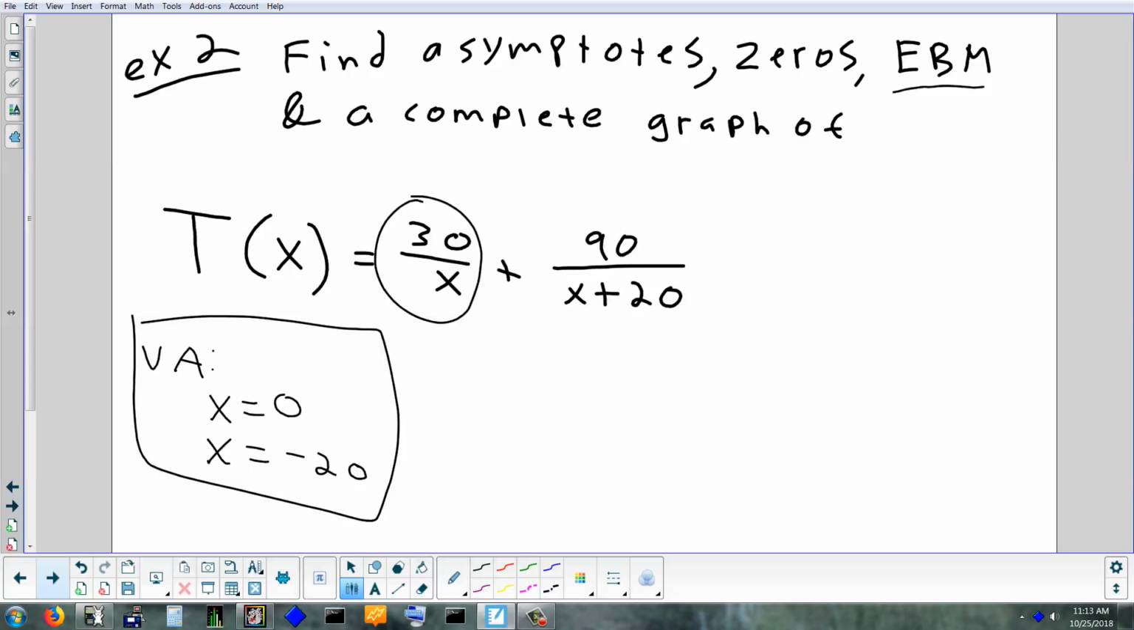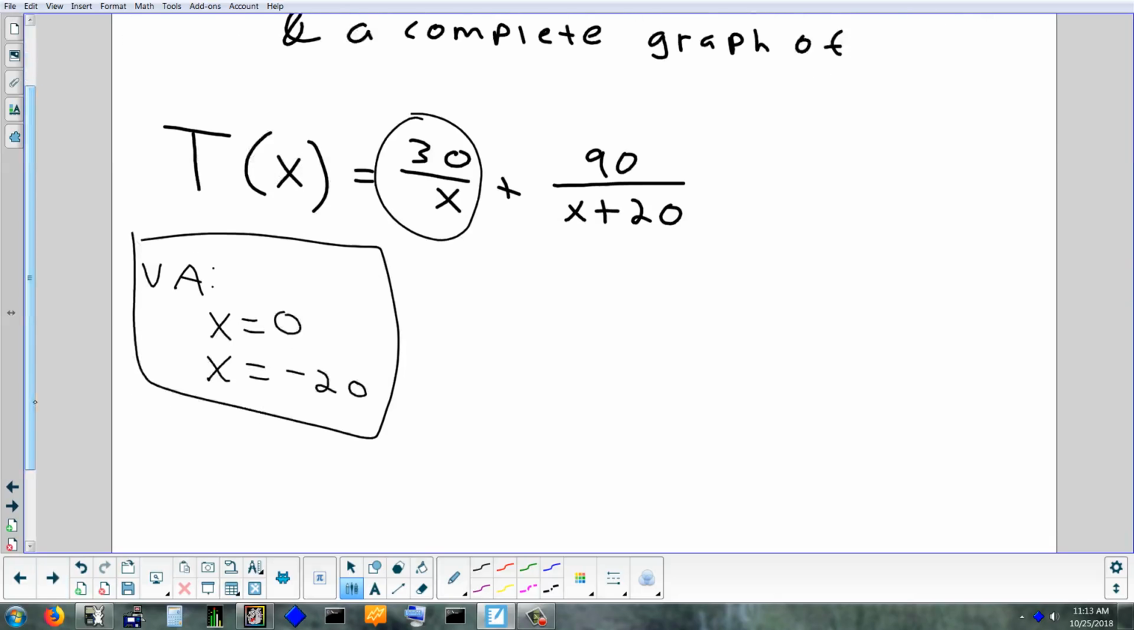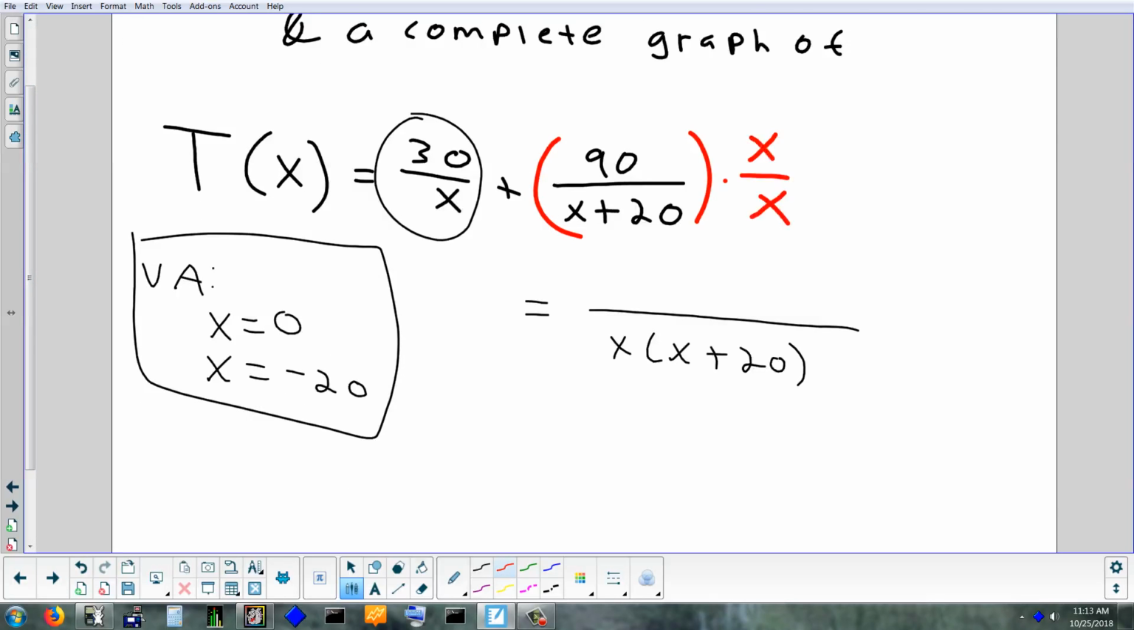Let's do the horizontal asymptotes. But to get that, we need the EBM. So to get the EBM, we want to combine these together. What's going to be my common denominator? What times what here? x times x plus 20. So that means I need to multiply top and bottom of that fraction by the other denominator, and top and bottom of that fraction by the other denominator.